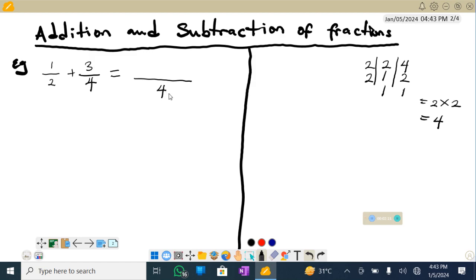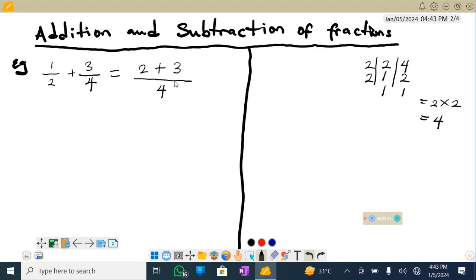Okay. Now, what do we do next? Use this 4 here: 4 divided by this 2 will give us 2. Then that 2 times 1 will give us what? Will give us 2. Okay, then the sign that we have there is plus. Then 4 divided by this 4 will give us 1. 1 times 3 will give us 3. So we'll write the 3 here.